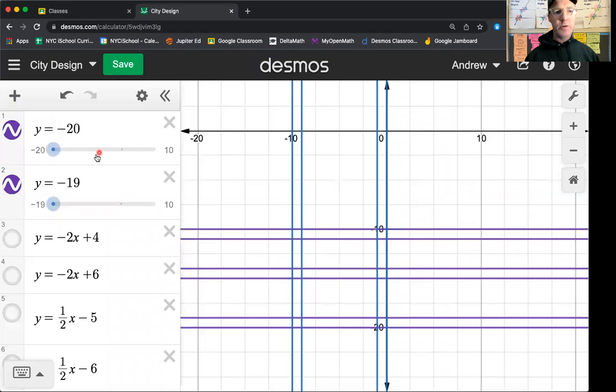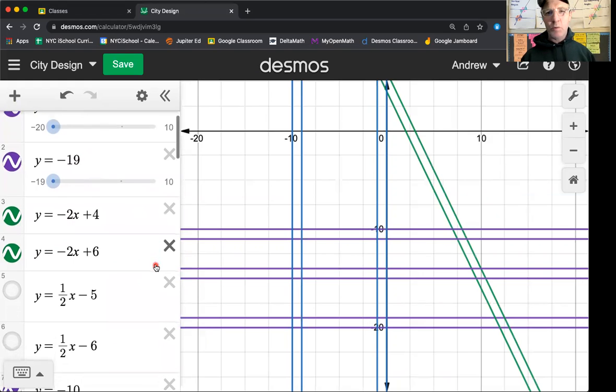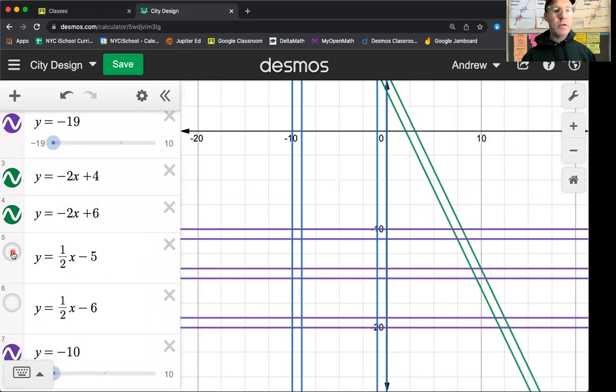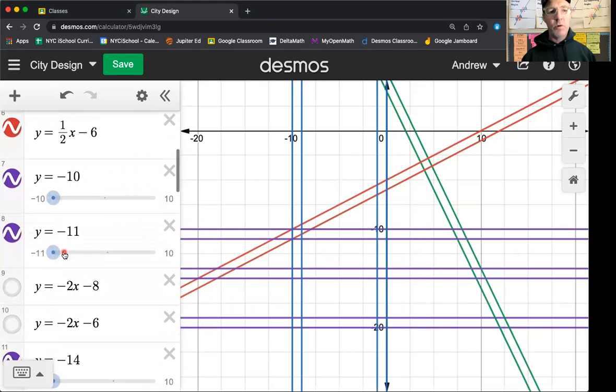Let's take a look at some other streets I could create. So I could create some negative slope streets. This is a slope of negative 2x. So here are my horizontal streets. Y equals negative 20. That would be this one right here. Y equals negative 19. That's that one. Remember, horizontal lines are y equals something. And then I could create positive slope streets, like y equals 1/2 x minus 5. Y equals 1/2 x minus 6. And here we go. And then just move our way through the coordinate plane.